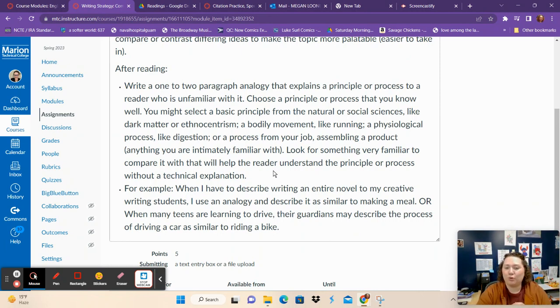So I want you to choose your own process, something you're super familiar with that you could explain to somebody super quick because you do it all the time. But then I want you to explain it in an analogy within a compare contrast, so you have that additional example to make it easier to understand. About a paragraph, one to two, for your analogy there.